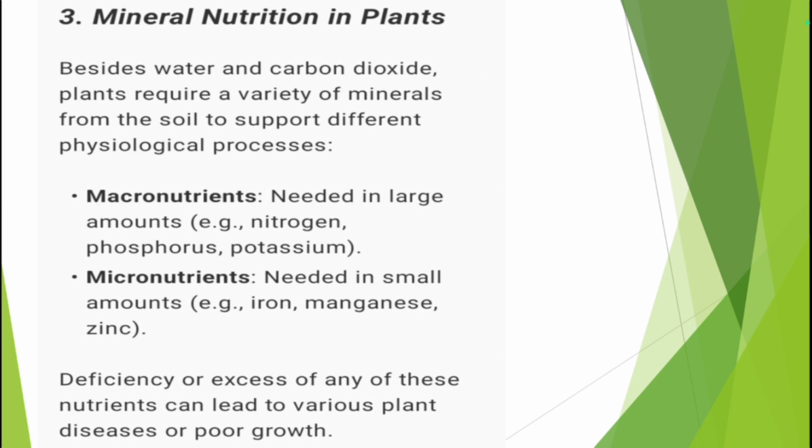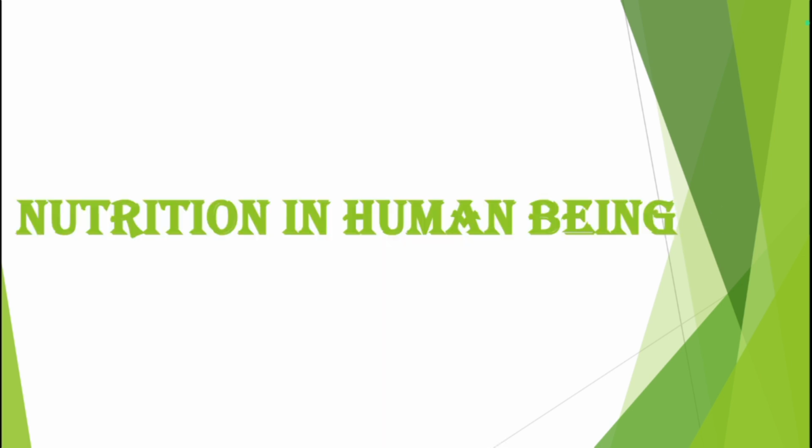Okay. In the case of plants, the macronutrients are nitrogen, phosphorus, and potassium. While when we talk about the micronutrients, they are iron, manganese, and zinc. Okay, if there is a deficiency or if the consumption is excess in any of these nutrients, then the plant will face problems. Okay, so we have completed plant nutrition. Now we will be learning about nutrition in human beings.